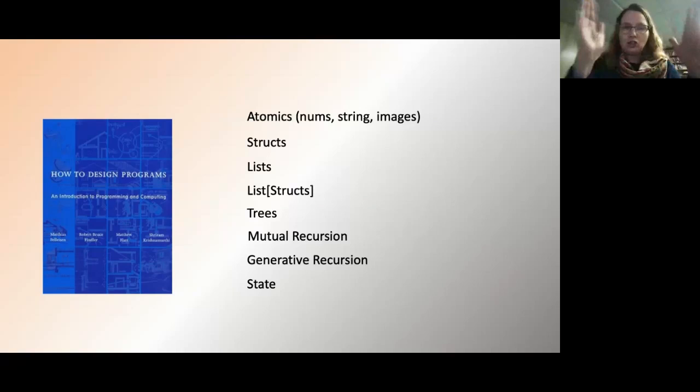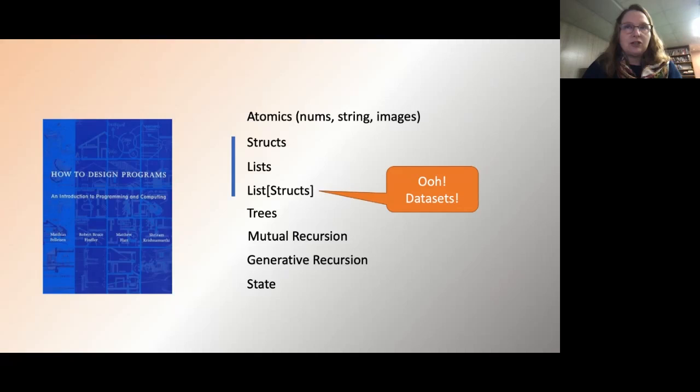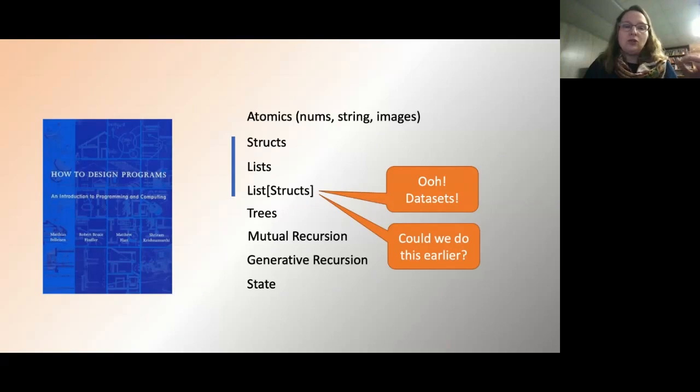Now, if I'm thinking data-centric and I'm looking at this outline, what I'm going to notice immediately is, ooh, data sets. A list of tuples, that's basically a data set, right? You can take a spreadsheet and encode it as a list of tuples. And to get there, you need to have structures and lists, okay? Now, the downside is, look at how far that is into the curricular sequence. That's kind of down there a ways. So we'd really like to know, could we do this content earlier if we're going to use data to reach out and grab people? And yes, I'm going to argue we can.